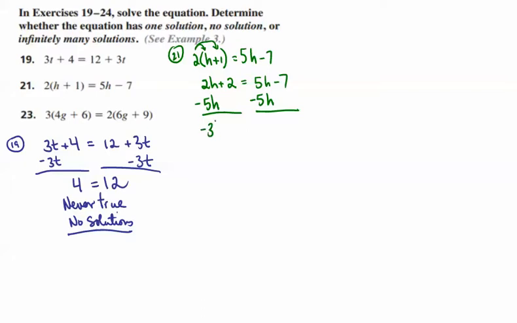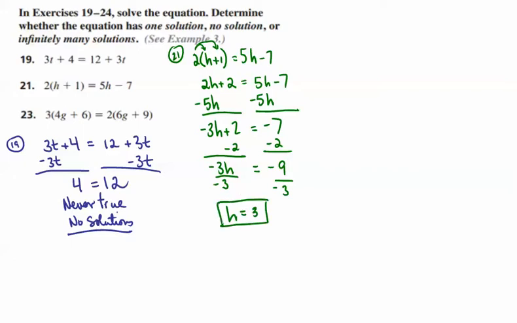When I do, I get negative 3h plus 2 is equal to negative 7. At this point, I can subtract 2 from both sides, and I end up with negative 3h is equal to negative 9. Dividing both sides by negative 3. Remember to divide by negative 3, since that's what's multiplied times h. And I end up with h is equal to positive 3. Negative 9 divided by negative 3 is positive 3. So that's one solution.